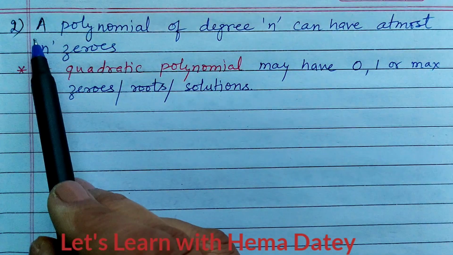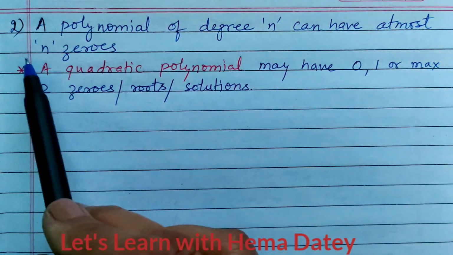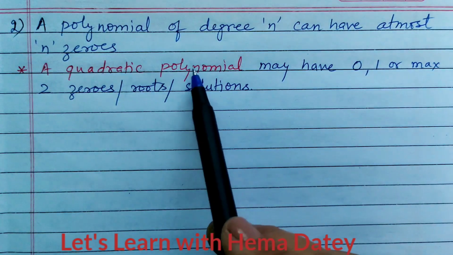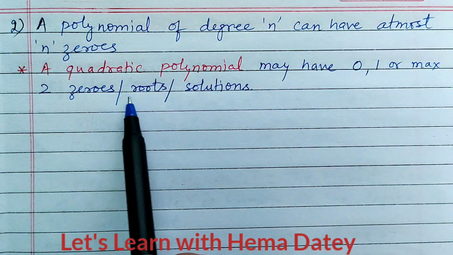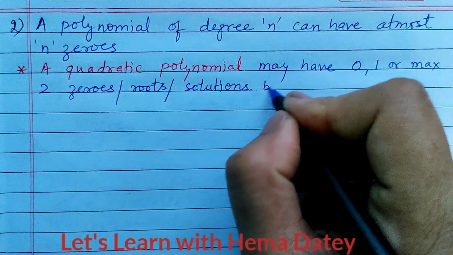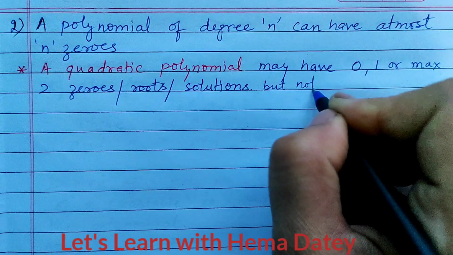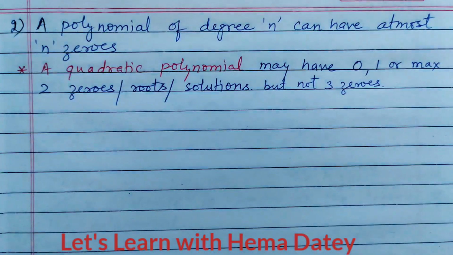Property number 2: a polynomial of degree n can have at most n zeros. It means a quadratic polynomial may have 0, 1 or a maximum of 2 zeros, roots or solutions. But it cannot have 3 zeros or 3 roots or 3 solutions.